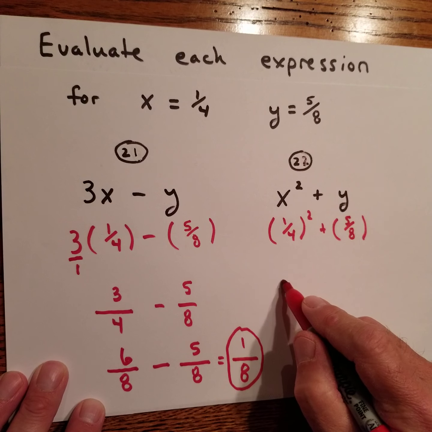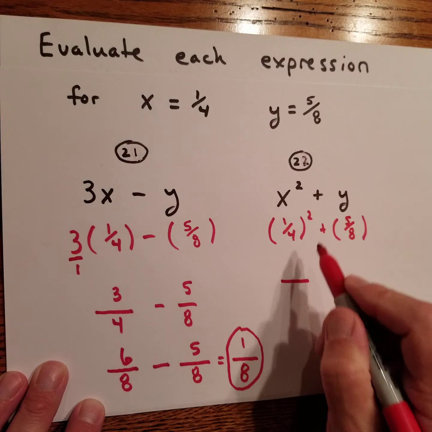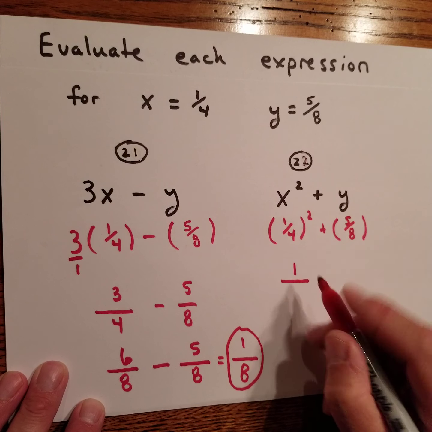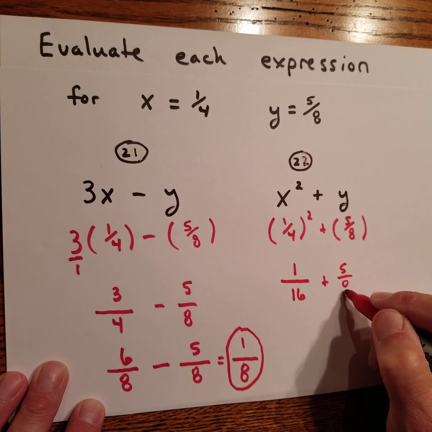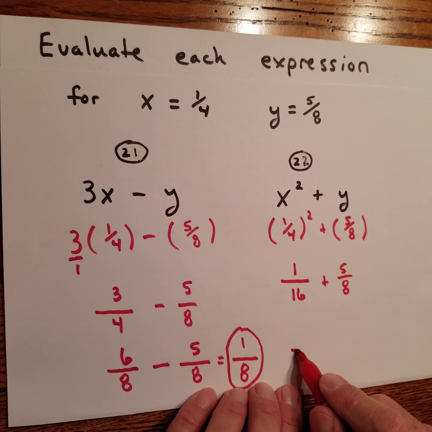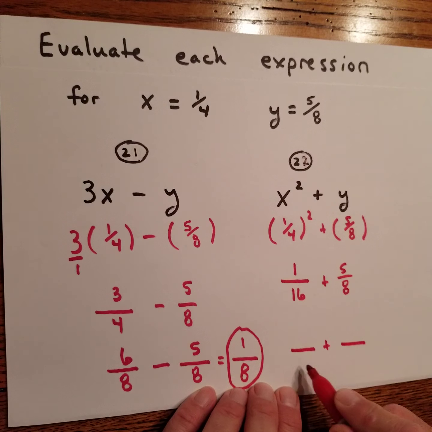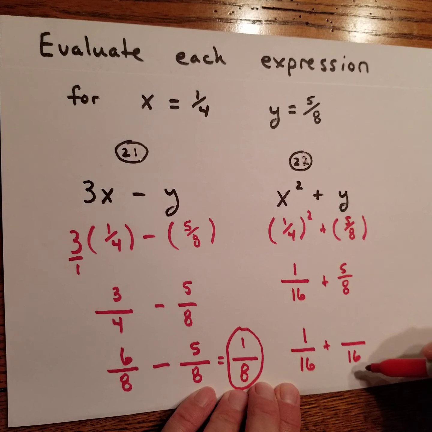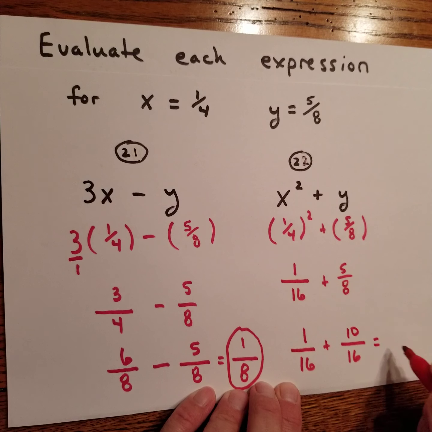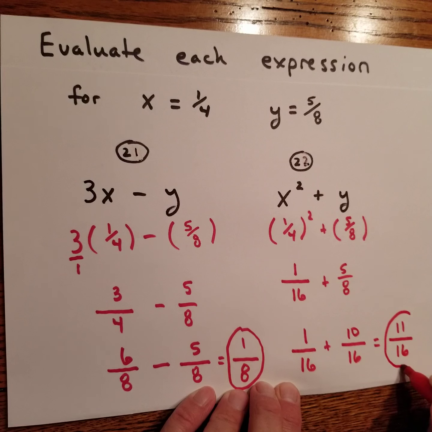Start with the exponent. 1 squared, 1 times 1. 4 squared, 4 times 4. Now common denominators. Here I'm multiplying by 2. Makes 11/16.